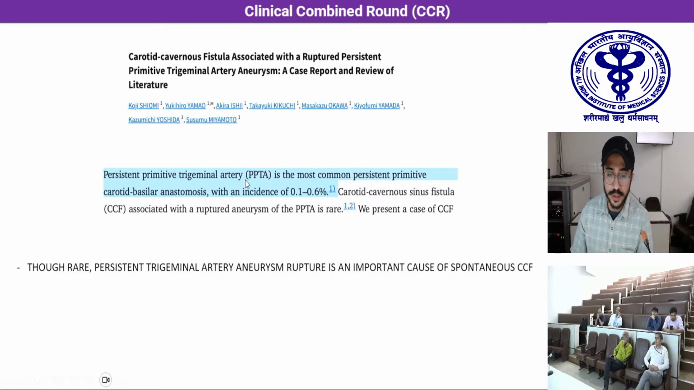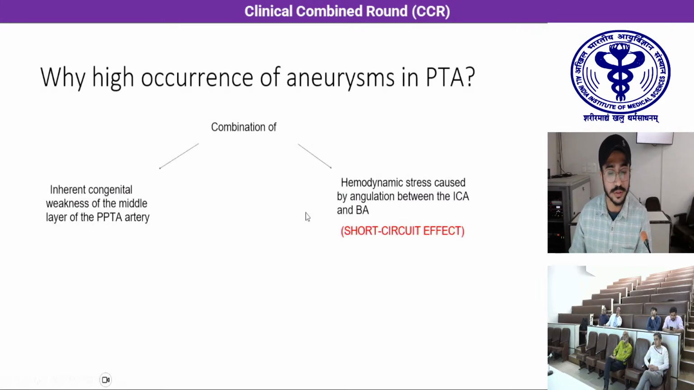So, carotid-cavernous fistula associated with a persistent trigeminal artery is a very rare phenomenon. Persistent trigeminal artery is itself very rare, with an incidence of only 0.1 to 0.6%, and an aneurysm of this and association with CCF is even more rare. However, it is an important cause of spontaneous CCF, and in cases of persistent trigeminal artery, there is a high occurrence of aneurysm, and this is due to 2 reasons.